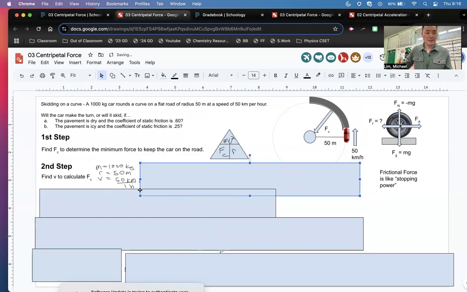We're given mass, we're given radius, and we're given velocity. We will use mass later. We will use radius later.